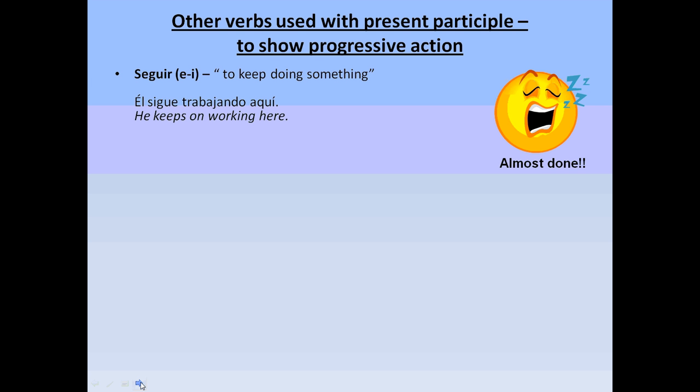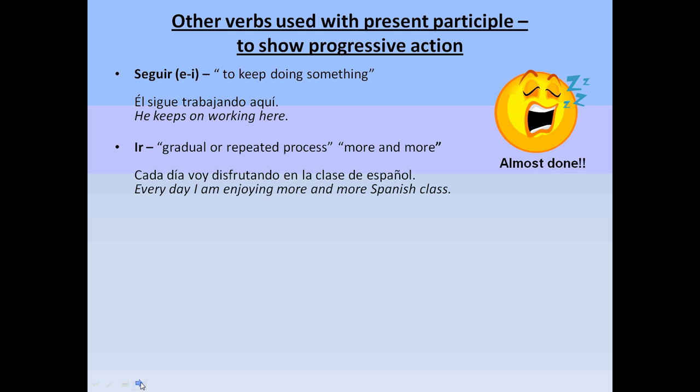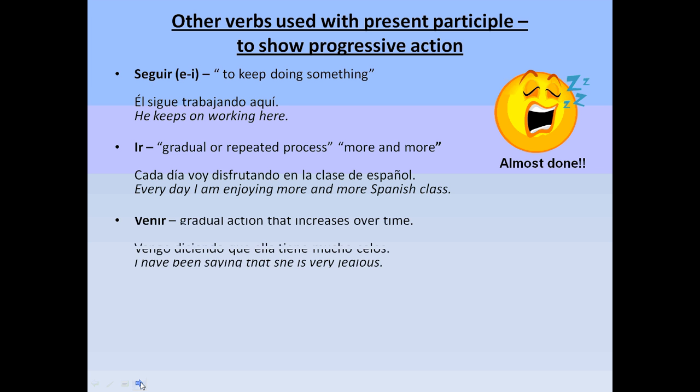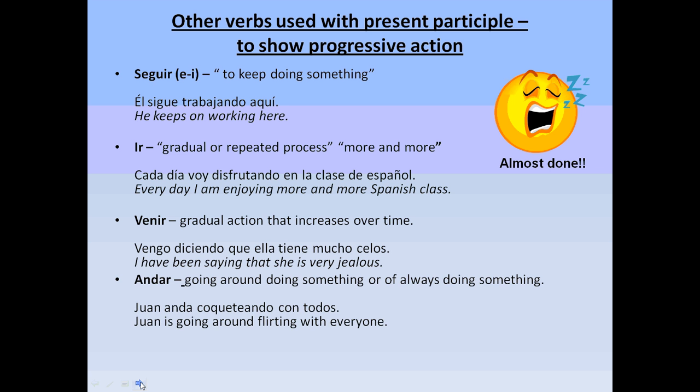We're almost done. Hopefully I'm not putting you all to sleep. Ir, gradual or repeated process, more and more. Cada día voy disfrutando más la clase de español. Every day I'm enjoying Spanish class more and more, rather than just saying, I am enjoying Spanish class. Venir, gradual action that increases over time. Vengo diciendo que ella tiene muchos celos. I've been saying that she is very jealous. These don't translate directly, so they're harder to use.